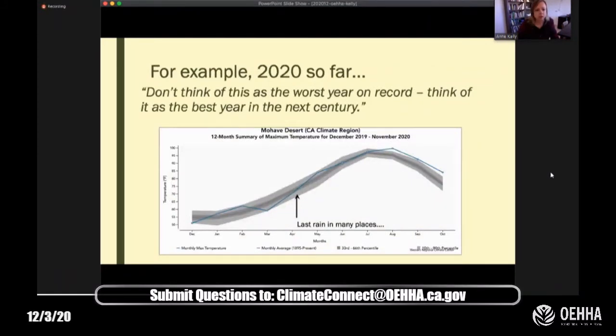So 2020 is a decent example of the climate changes to come. Last winter was a little cooler than average, but the summer was absolutely scorching. The blue line is the average temperature for each month of 2020. And we see that August, September, and October are well above the heat wave threshold of the 90th percentile of temperature. That 90th percentile is represented by the light gray shading around the average.